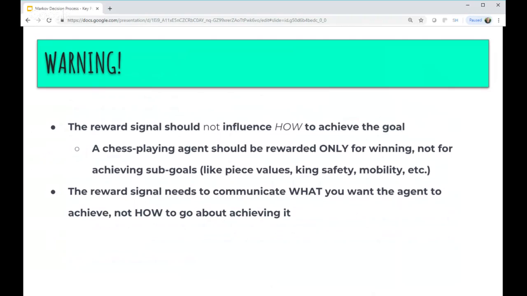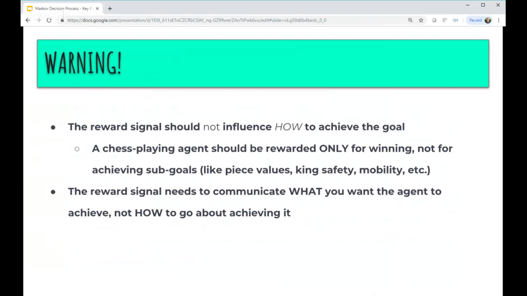As an example, I think this is an example from the Sutton and Barto book. If you were designing a chess-playing agent, you should only reward the agent for winning the game, not for achieving a lot of sub-goals like calculating piece values or king safety or mobility, the kinds of things that in the past AI engineers have used to try to develop game-playing heuristics. So one thing that the AlphaGo team did when they crafted the AlphaGo chess playing program was they didn't include any of those values. They only gave it the reward for winning the game.